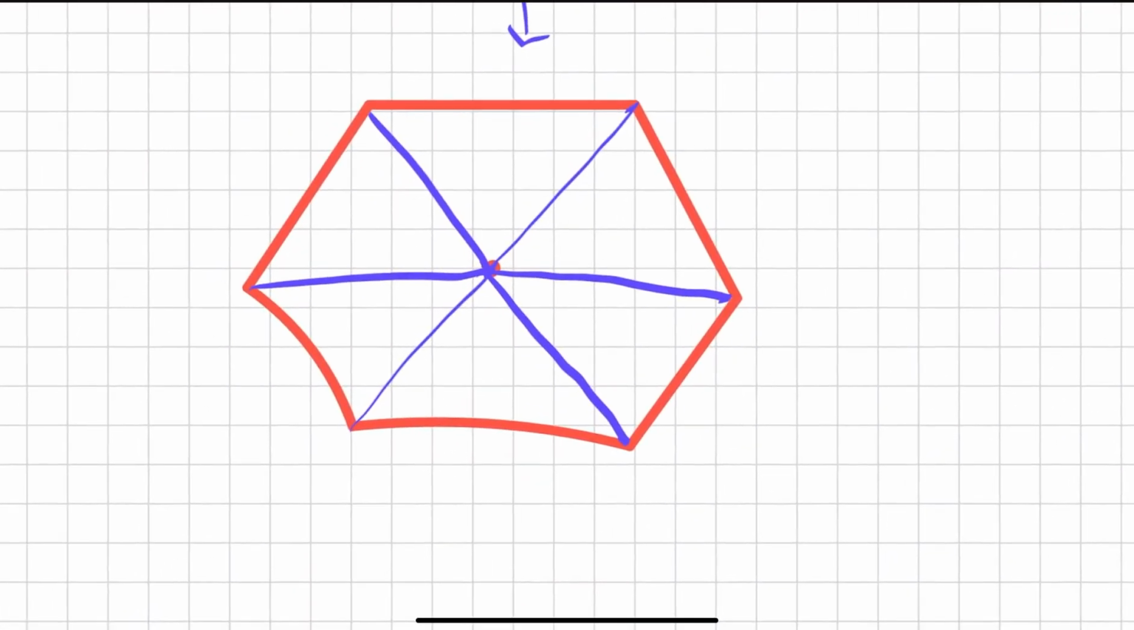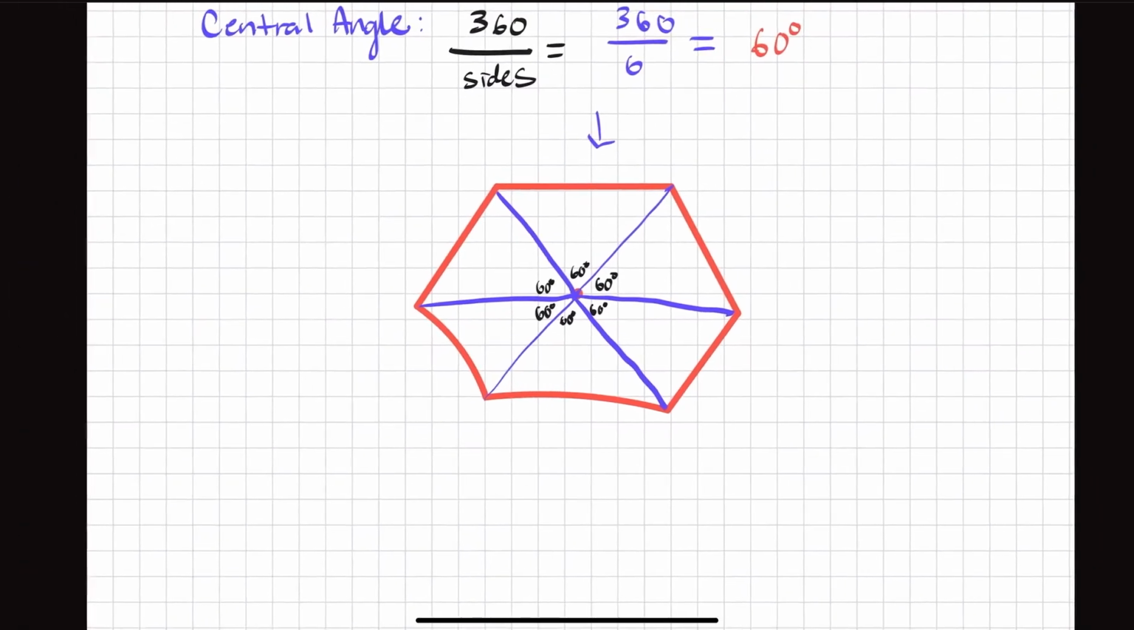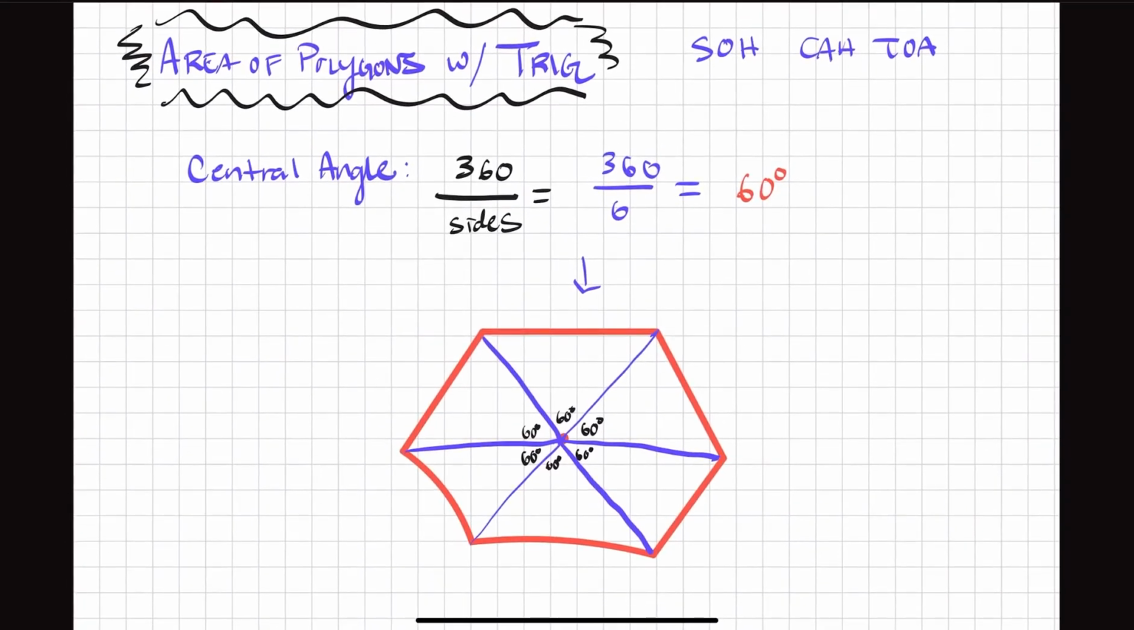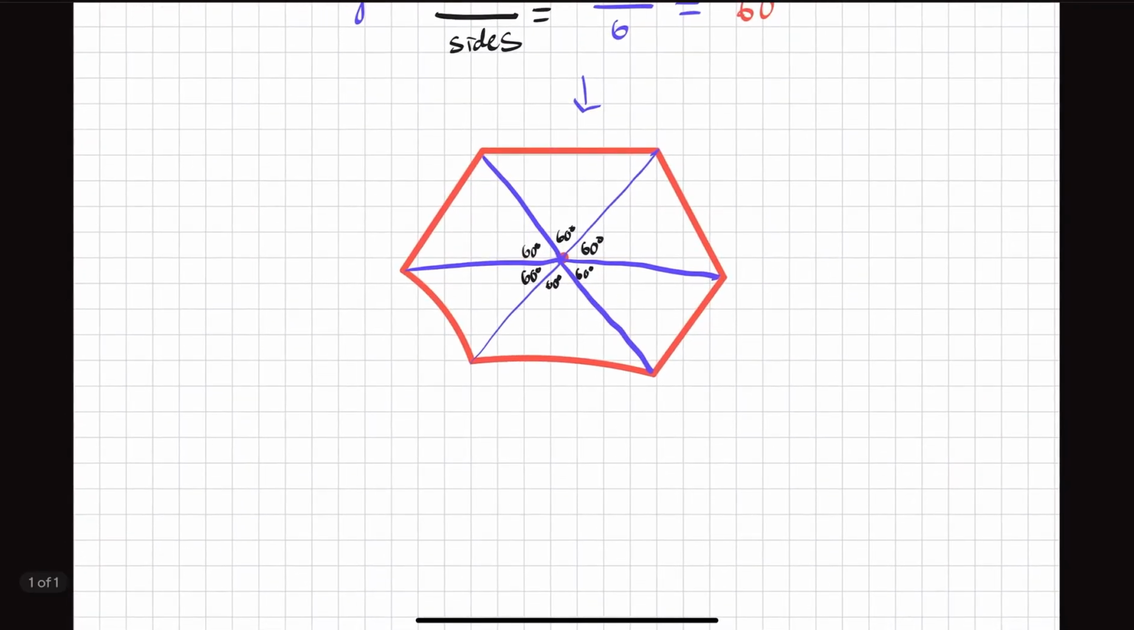And so I can zoom in on this to kind of show you. That means this right here is 60, this is 60, right? We have 60 all around. And so those are the central angles, right? Central meaning it's in the middle, it's in the central area. And so you need to be able to find that first when it comes to finding areas of polygons with trig, because there's going to be instances where you are only given certain information. I can kind of extend this a little bit.